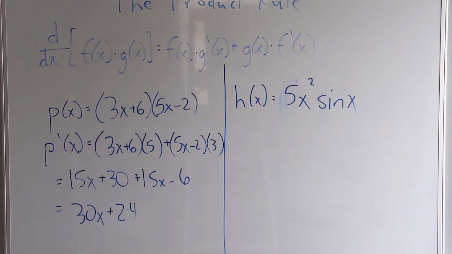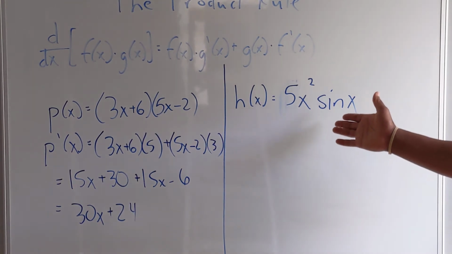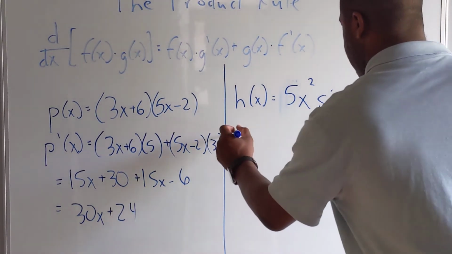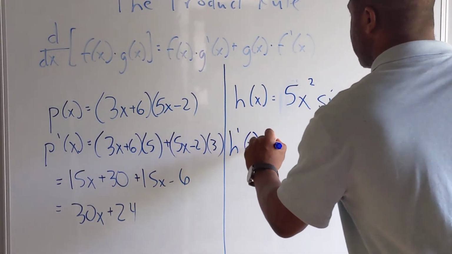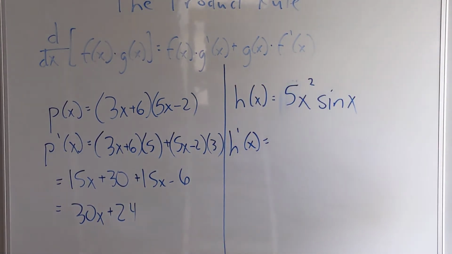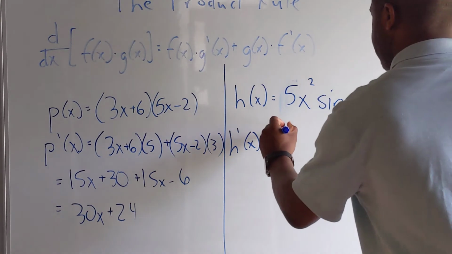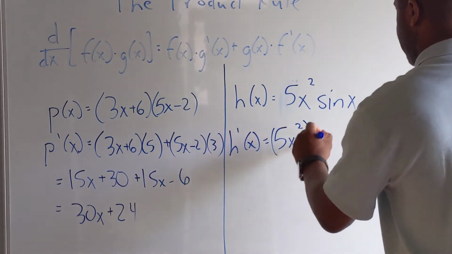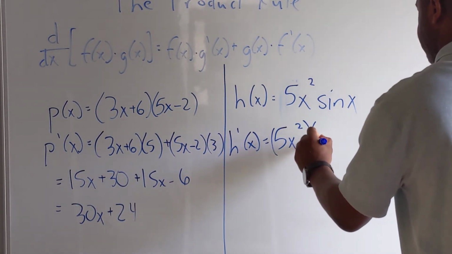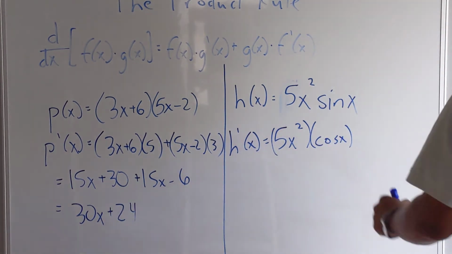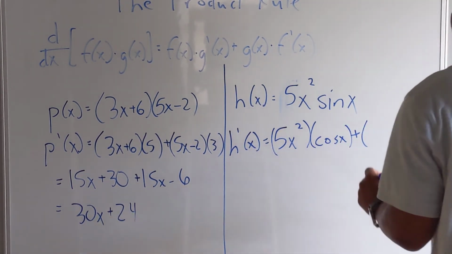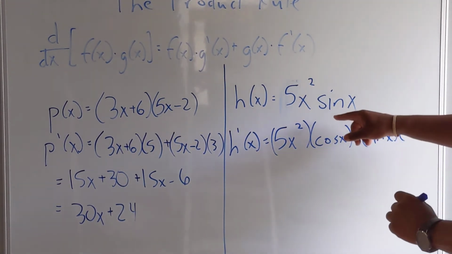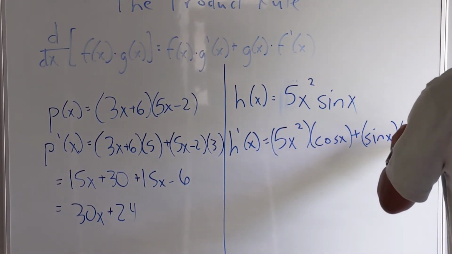Now on the other side, this is expressed as a product, even though it's a different type of function because we have a trig function here. But it doesn't matter. We have to make sure that we stay disciplined and stick to our rules regardless of what's up there. All right, so our first term is 5x squared. The derivative of the second term, the derivative of the sine is cosine, plus the second term, which is sine x, and the derivative of the first term is 10x.